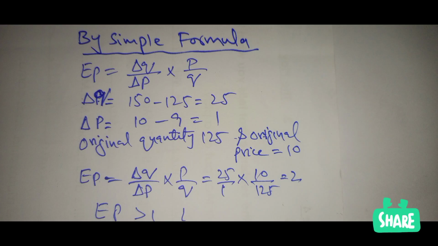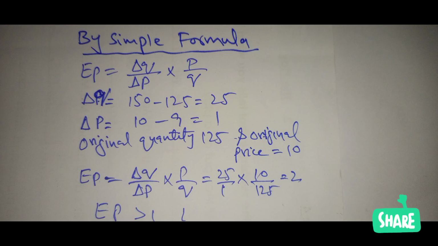Change in quantity is equal to 150 minus 125, which is equal to 25. Percentage change in quantity is equal to 25 by 125 multiplied by 100 by 1, which is equal to 20. Change in price is equal to 10 minus 9, which is equal to 1. Percentage change in price is 1 by 10 multiplied by 100 by 1, which is equal to 10.